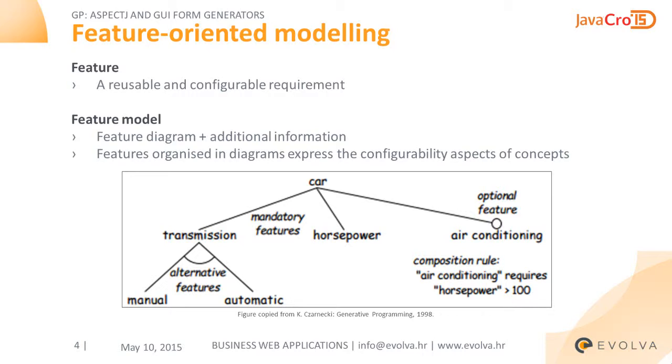In this example you see a car, and you see it has two mandatory features, transmission and horsepower. Transmission has two alternate features. It can either be manual or automatic. And here is one example of an optional feature, air conditioning. Here is some meta information that air conditioning requires some sort of horsepower. So this is really a textbook example, but you can apply it to any kind of software product.